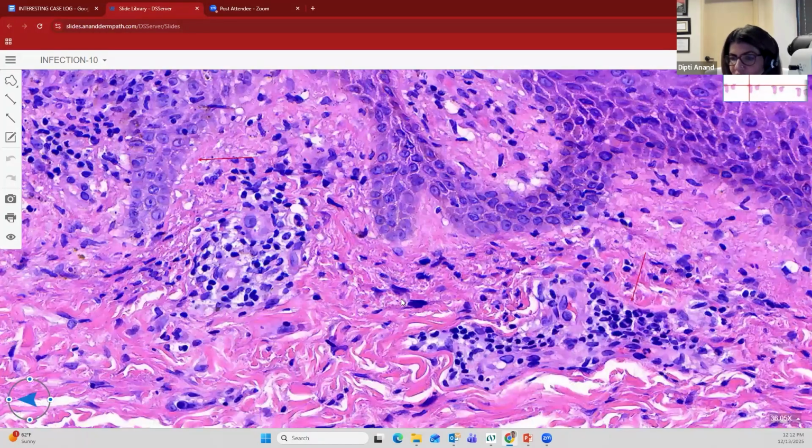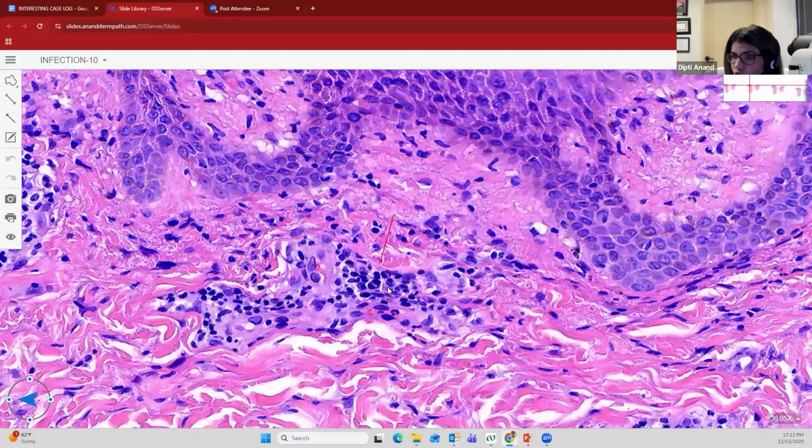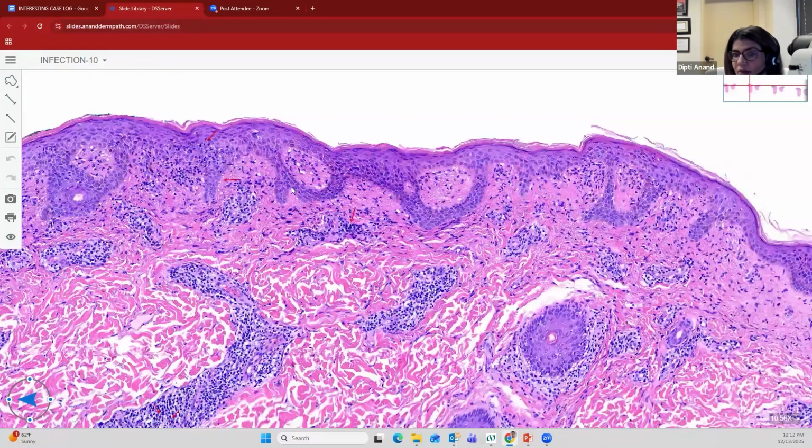And then when you look in the dermis, you will see plasma cells corresponding to it. So a combination of plasma cells and neutrophils should always make you think about syphilis. The neutrophils are not very predominant, but they are there. They are subtle. So neutrophils and plasma cells should make you think about secondary syphilis.